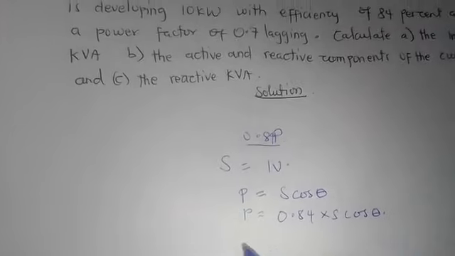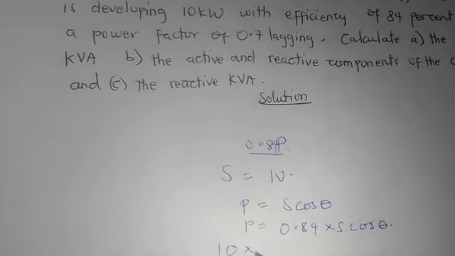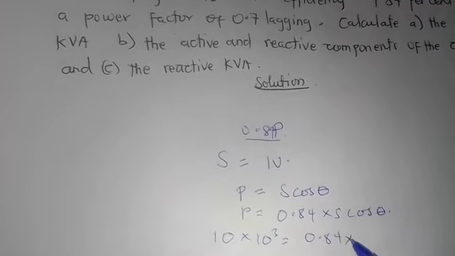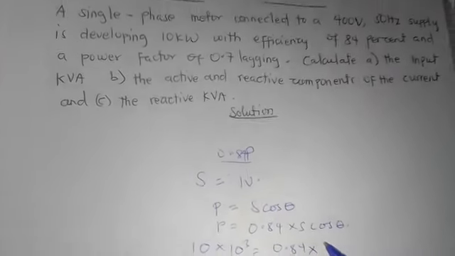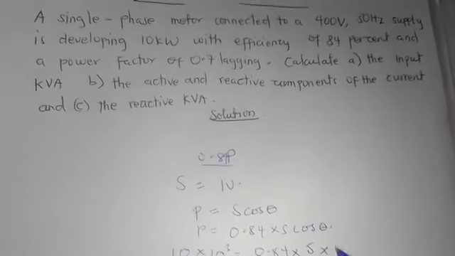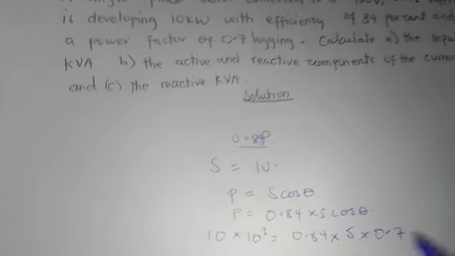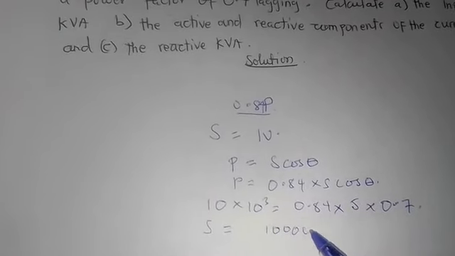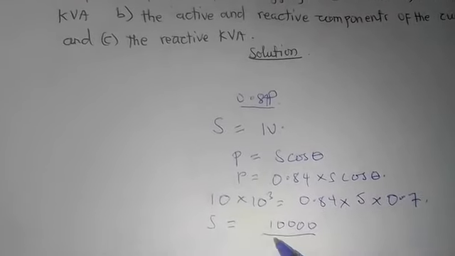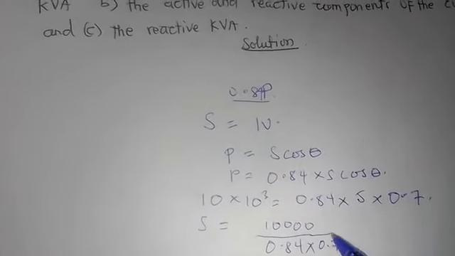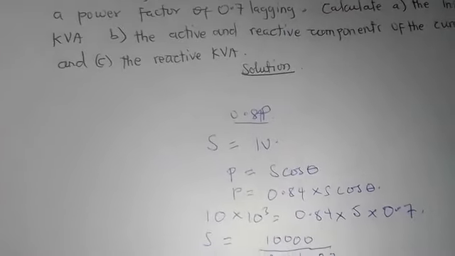Let me make my necessary substitution. My P was 10 times 10 to the power 3, which is equal to 0.84 times S, where S is what I don't know and we've been asked to find, and cos theta was given as 0.7, the power factor. So my S is simply equal to 10,000 over 0.84 times 0.7.